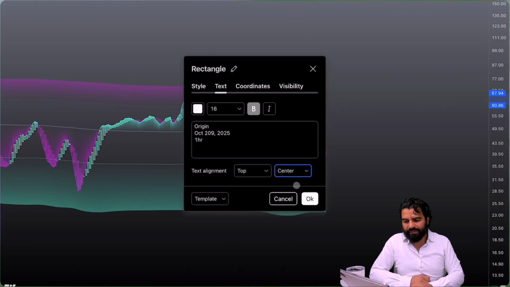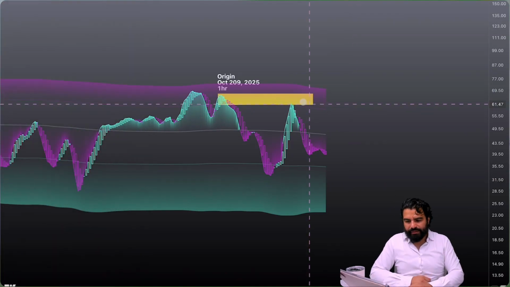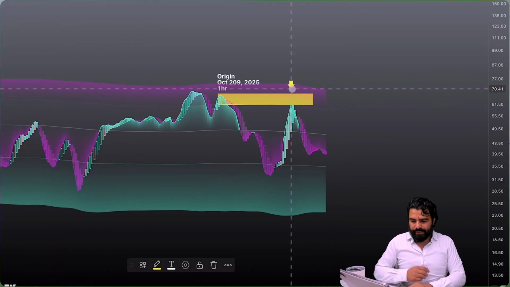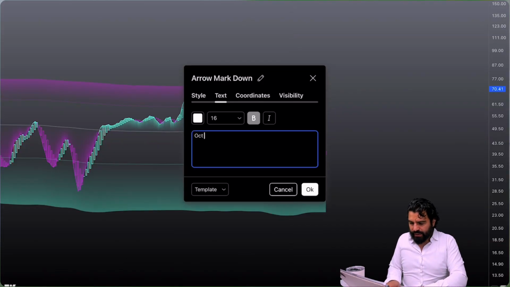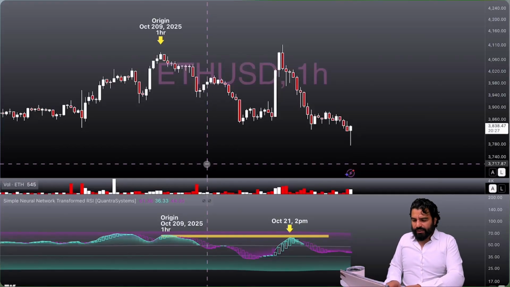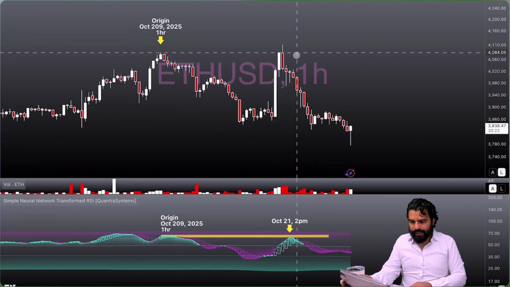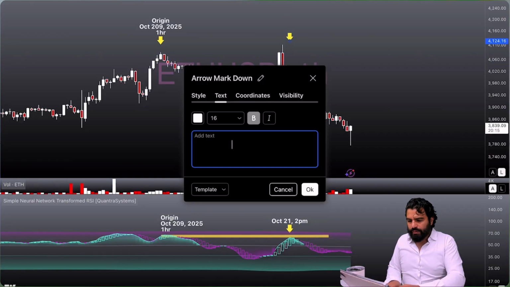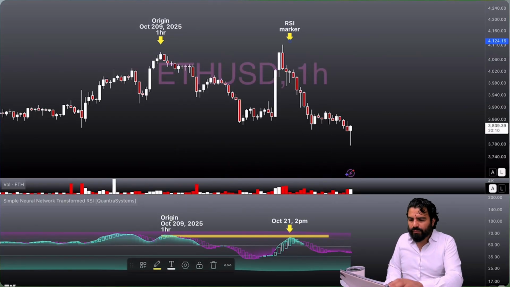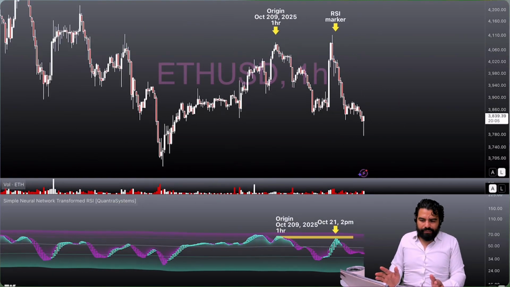Now I'm going to put this to the left, and then I'm going to put a little marker here to indicate when we triggered: October 21st, 2 p.m. Okay, so now we can look and see the corresponding marker for RSI, and it's somewhere here. RSI marker. All right. Would we or would we have not taken this trade?